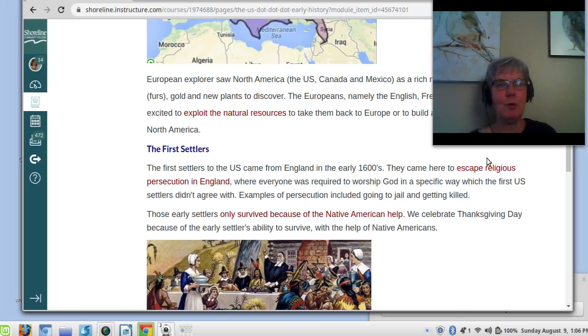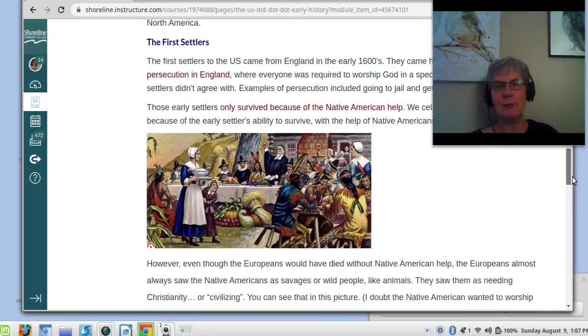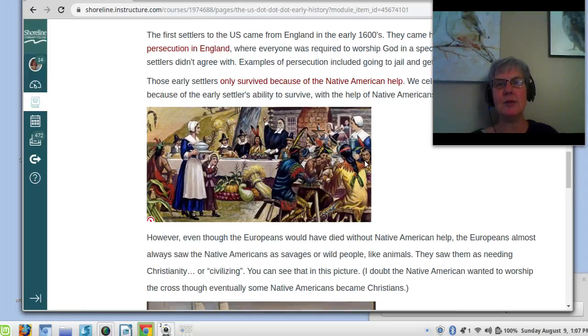This is very important, those early settlers only survived because of the Native Americans' help. We celebrate Thanksgiving Day because of the early settlers' ability to survive with help from the Native Americans. So here are the Native Americans. These are the early settlers.